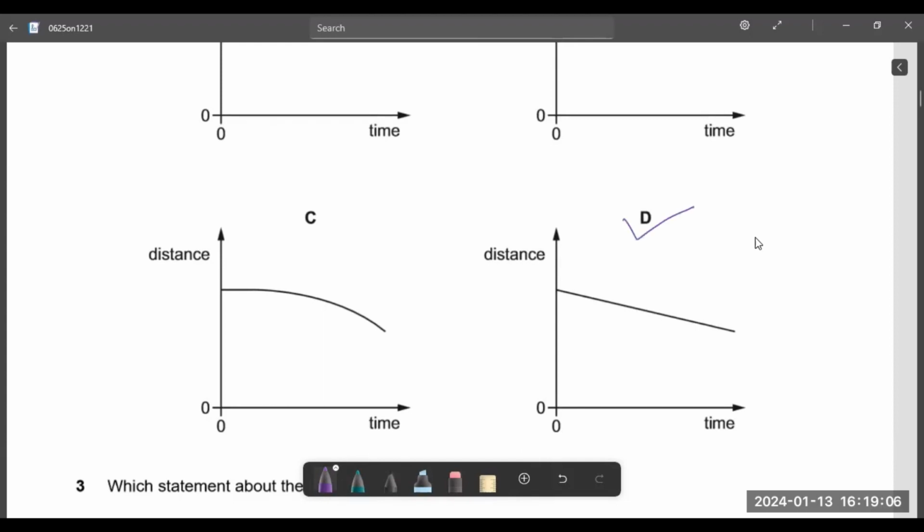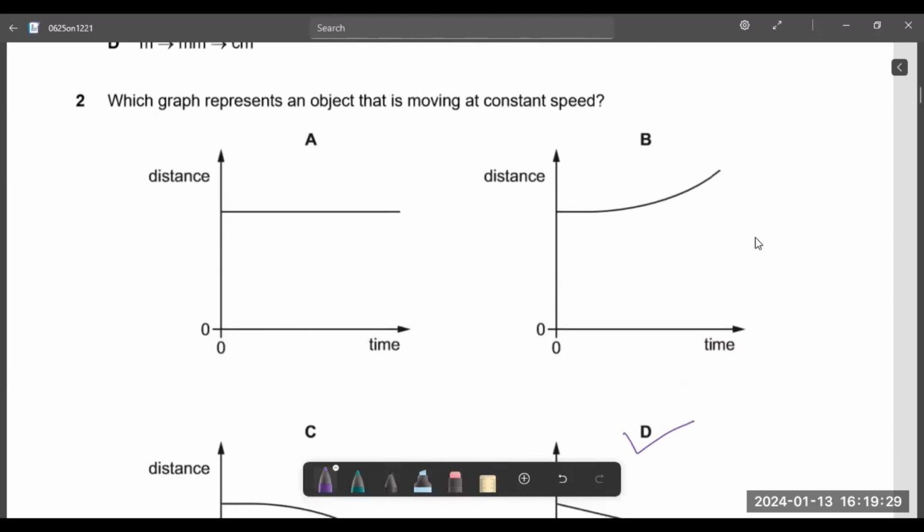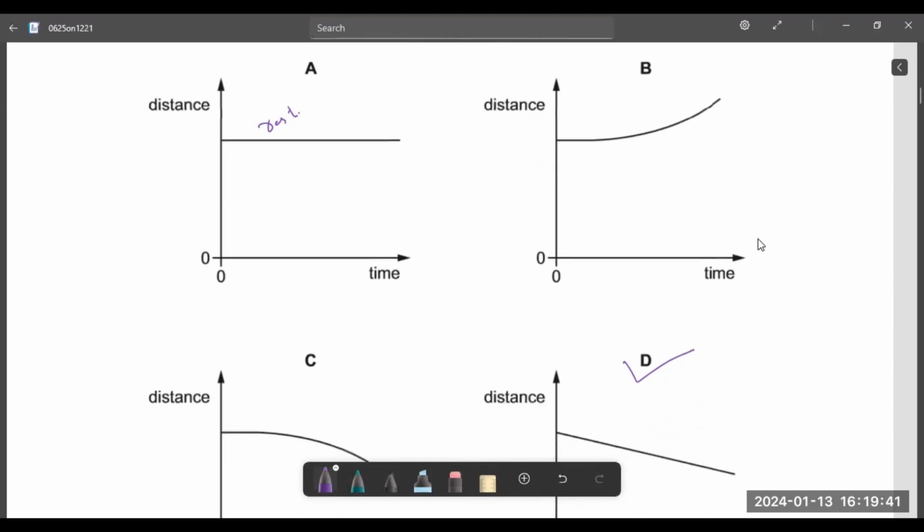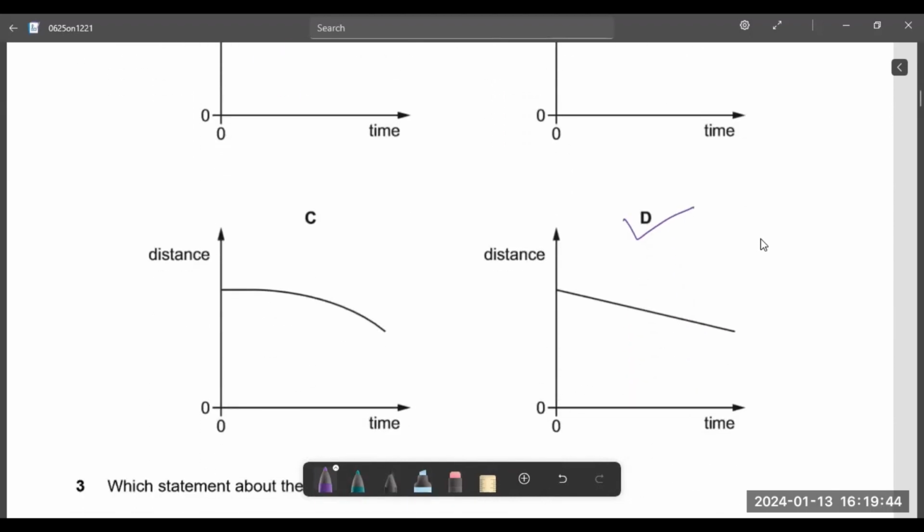It is a straight line and the object is covering equal distance in equal intervals of time. As the time goes on increasing, the distance is getting decreased, but it is with an equal interval. The gradient is same. In the case of option A, the distance is not changing. That means the object is at rest. In B and C, the graph is not linear. And the right answer here is D.